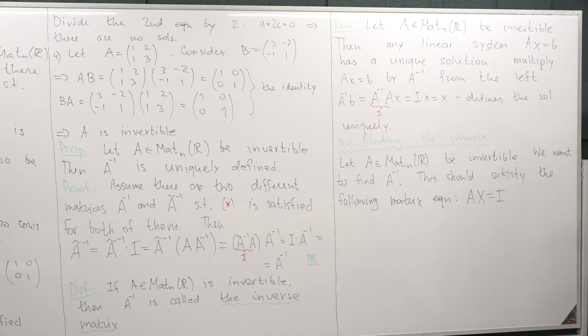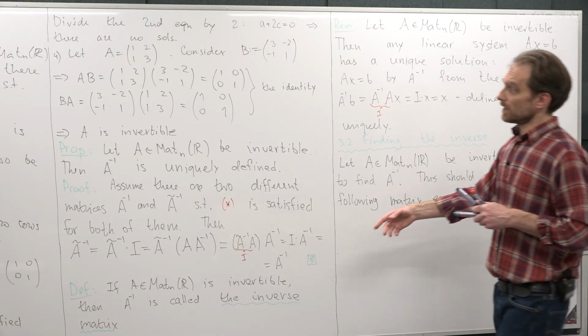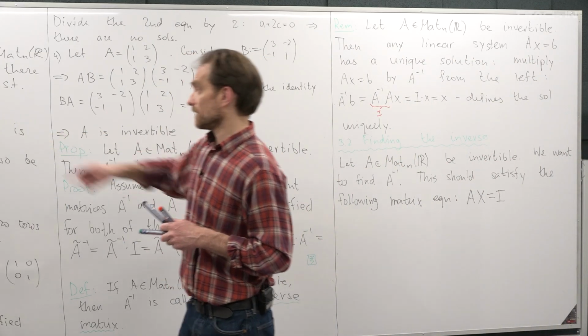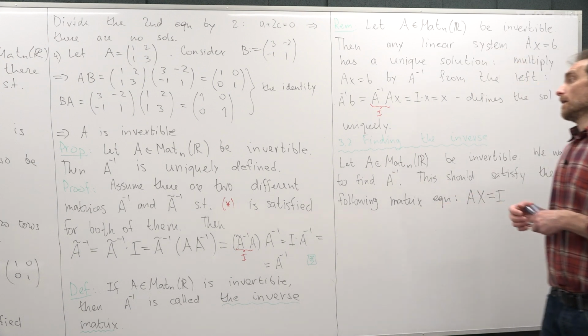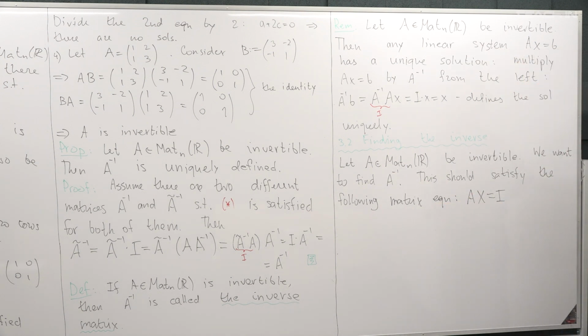So if we manage to find such a matrix, it satisfies one of these relations. After that we need to prove that this matrix also satisfies the other relation of this kind. But let us first look at this relation. So what can we say about this?